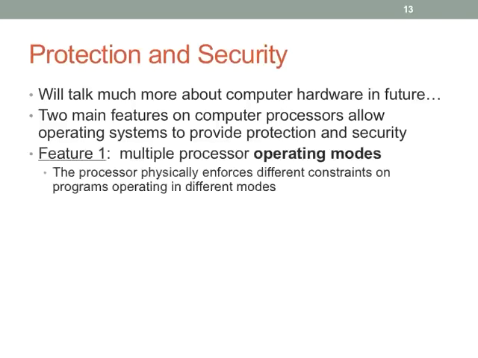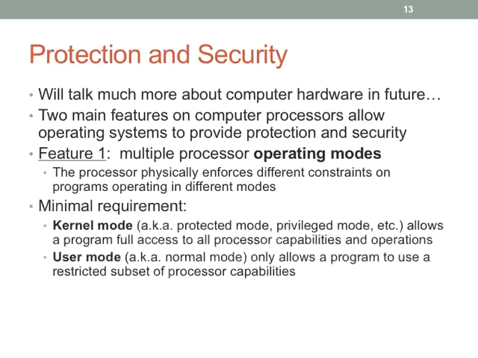Okay, so the two features that we really need to have on our computer hardware, we're going to talk about only two right now. One is having multiple operating modes so that the processor itself physically enforces the difference between programs operating in the operating system and programs operating outside of the operating system. We need some way of enforcing a distinction there. The most limited requirement that we must have is some ability to have kernel mode versus user mode.